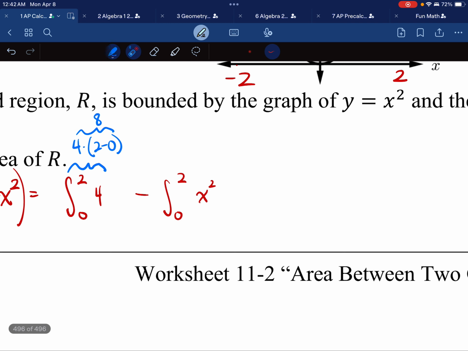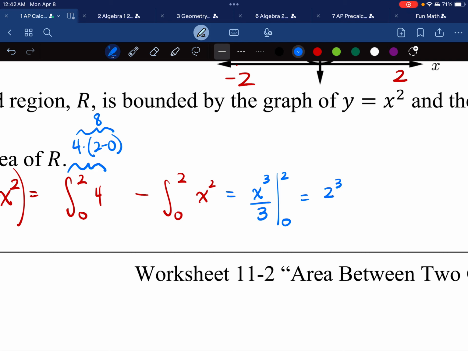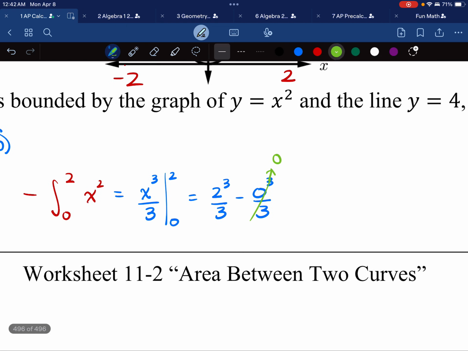All right, so let's go ahead and do the antiderivative. X goes up to the power of not 2, but 3. Divide down by the 3, and evaluate between 0 and 2. Let's plug in. We get 2 cubed over 3 minus 0 cubed over 3. The 0 cubed over 3 goes to 0, and 2 cubed is 8. So we get 8 divided by 3.